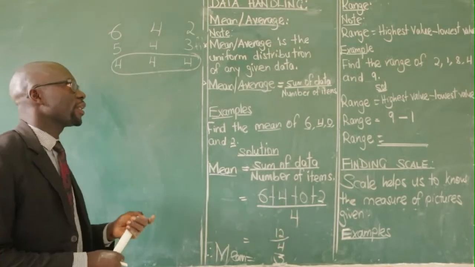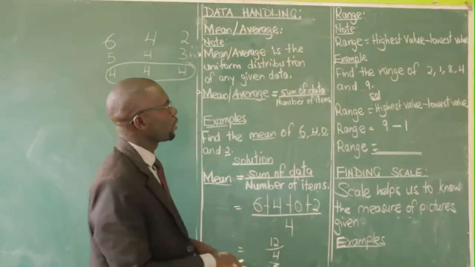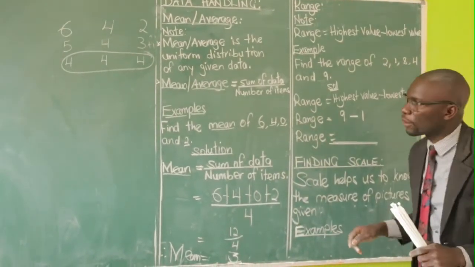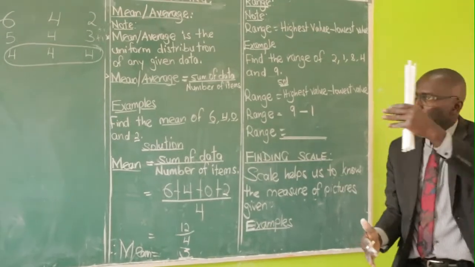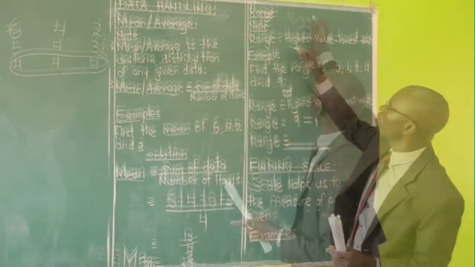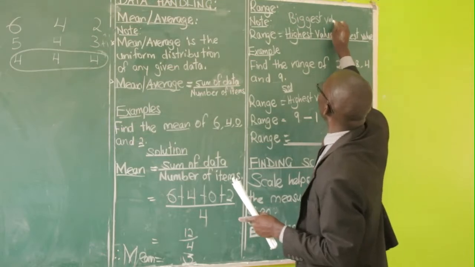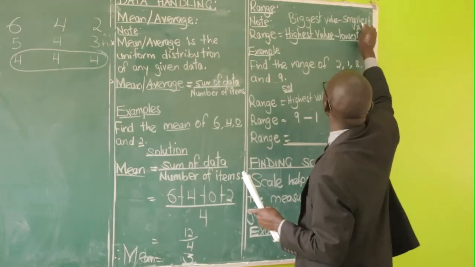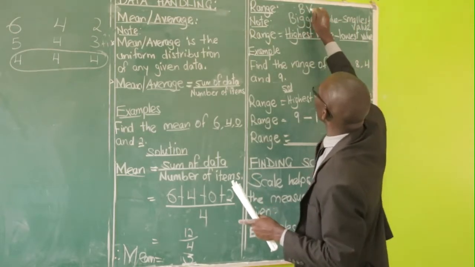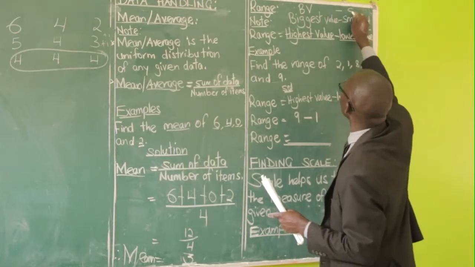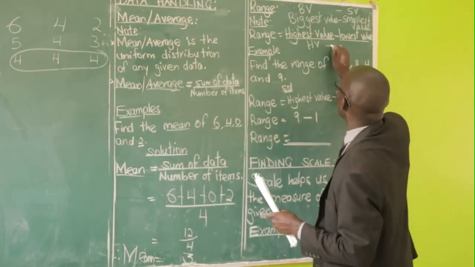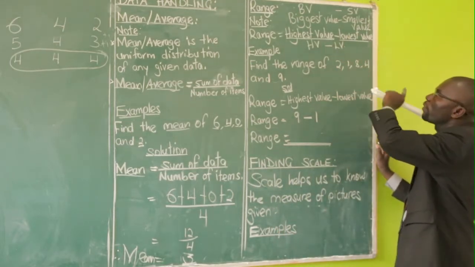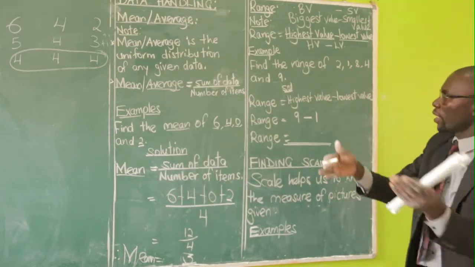And now we have to look at another item here that is called range. Remember when we used to run, we would say, the other one has given him a very big range. Yes. So range means biggest value minus the smallest value. It will remain the same. You may be having BV minus SV or HV minus LV. So that is highest value minus lowest value, or biggest value minus smallest value, or biggest number minus smallest number.